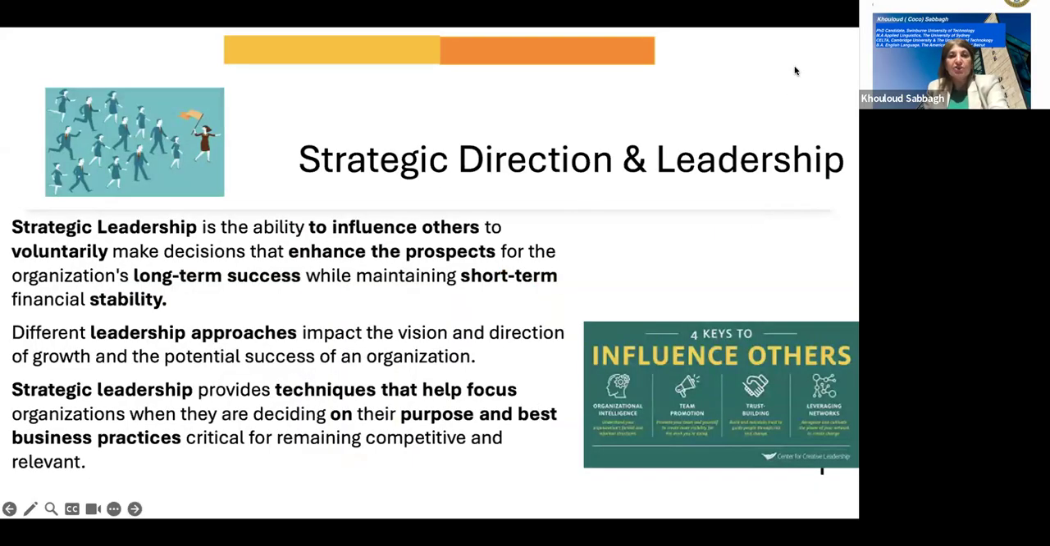So how are strategic leadership and strategic direction involved? Again, direction is always at the top. Leadership is very important. Strategic leadership is the ability to influence other people. We talked about this. You cannot be someone who sets a strategic direction for your organization if you don't have the ability to influence others.